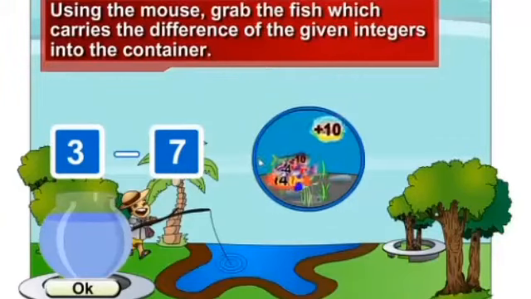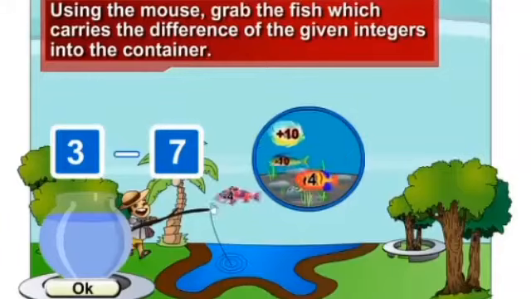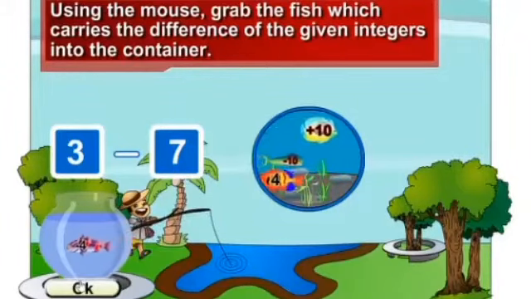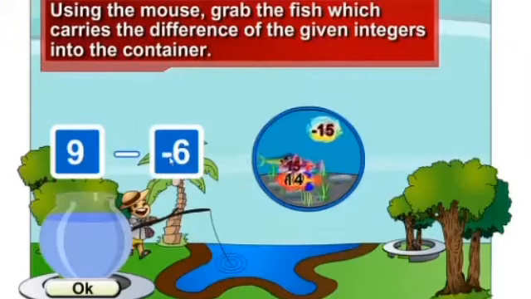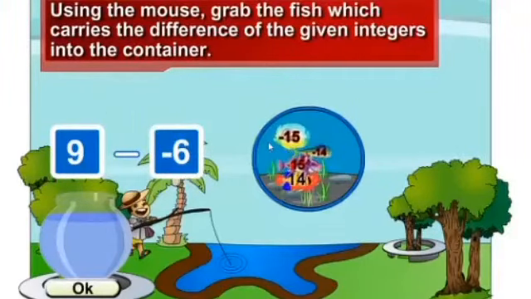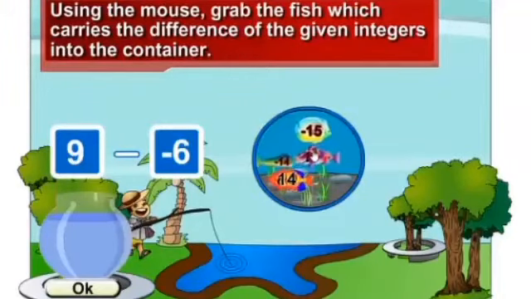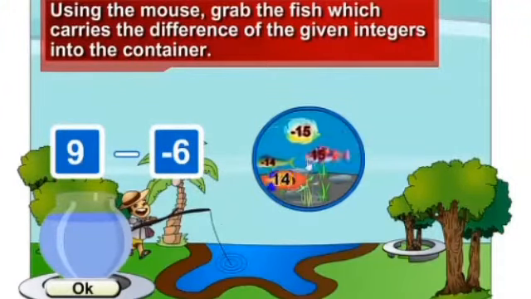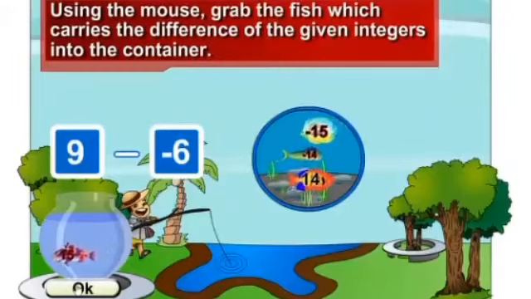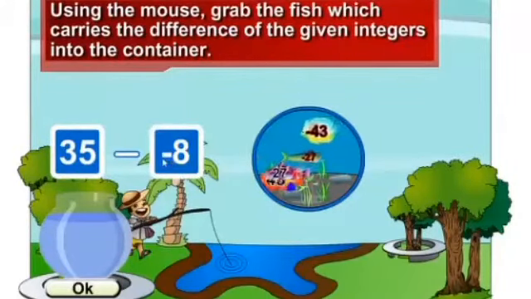3 minus 7. You have to change the subtrahend. So, what's your answer? Is it negative 4? Good job. Positive 9 minus negative 6. What's your answer? Change the subtrahend from negative to positive. So, it becomes, what's the answer? Positive 15. Good job.